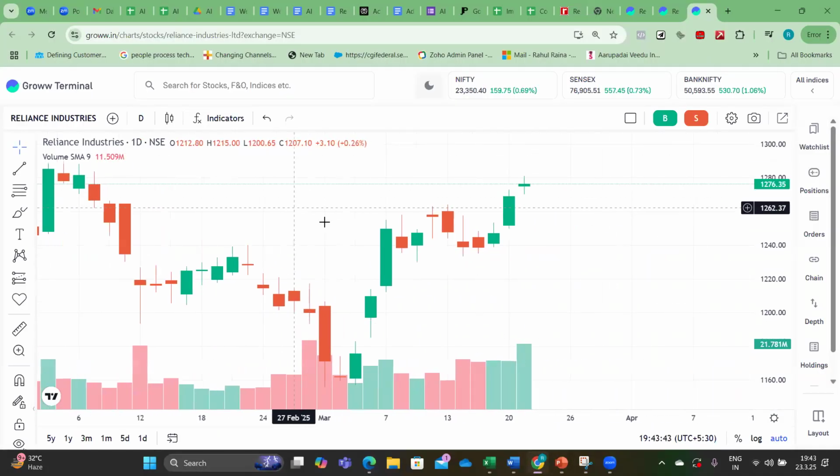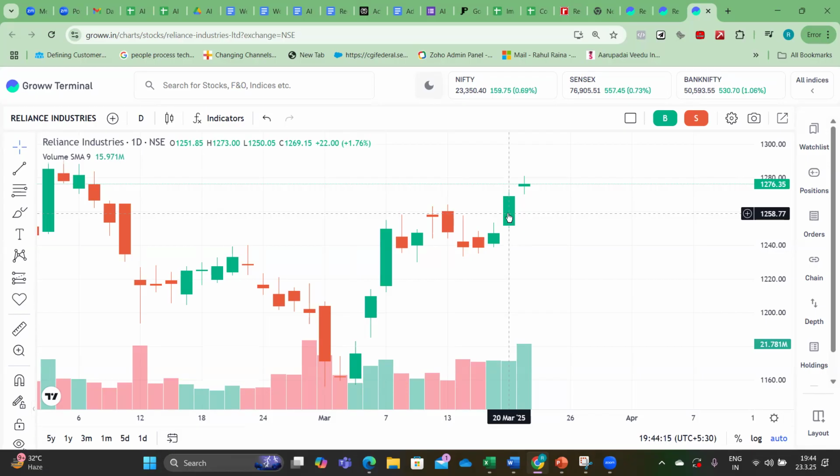Let's say this one, 20th March. What is the open price? Open price was at 1251. See here on the left hand side. Open price 1251. Forget 0.85 for the time being. Close price is 1269. Closing price is higher than open price, which means it will form a green candle.